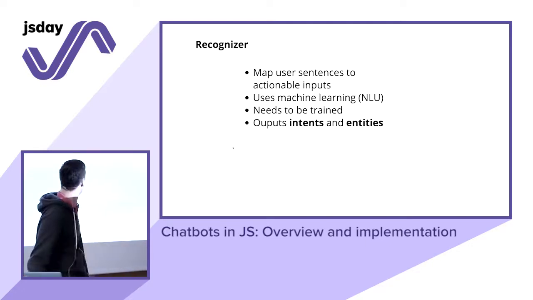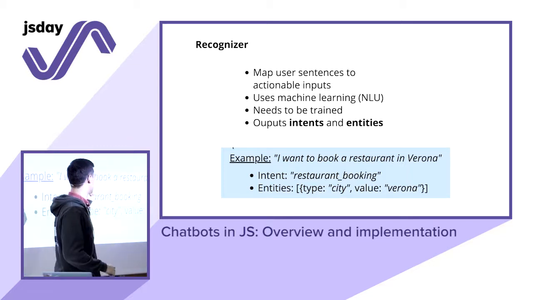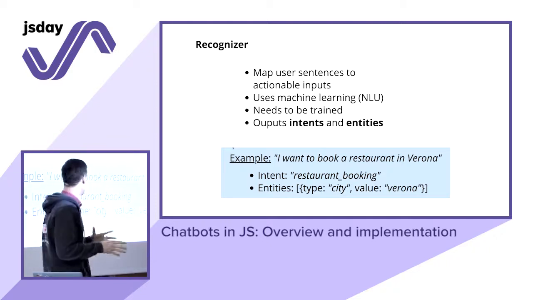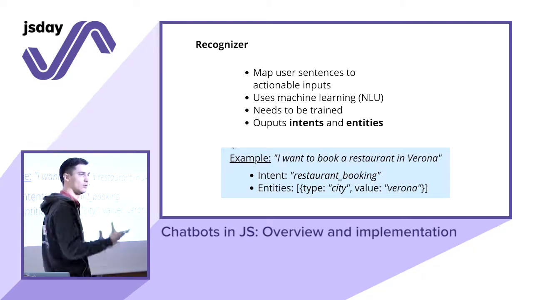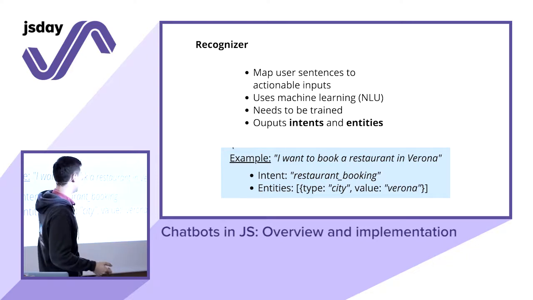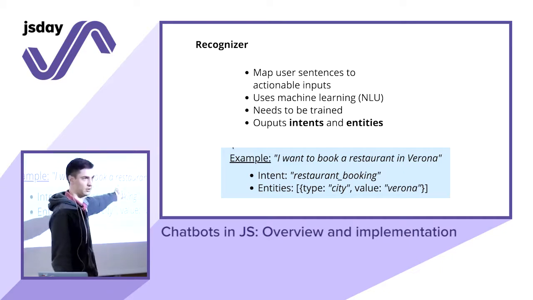Let me give you a quick example here. If you say, I want to book a restaurant in Verona, you want your recognizer to detect the intent restaurant booking, which is the overall meaning of the sentence. And then you will want it to detect some specific variables. Here, in this case, it's Verona. Its type is a city, and the value is Verona.